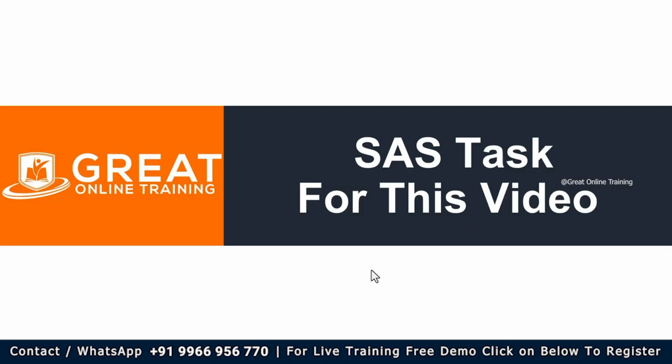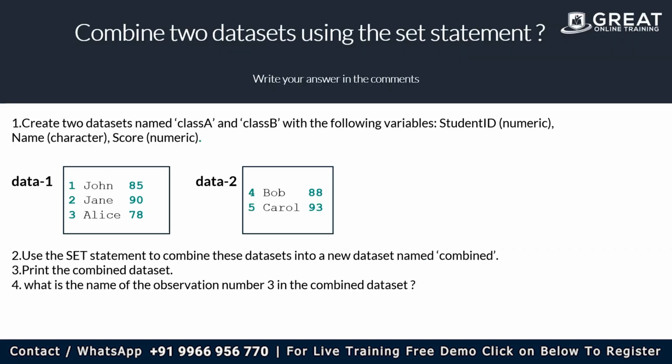Now let me just talk about the task in this video. As we have already learned the concept of set, now how can we apply that knowledge to this particular task? The task is combining 2 data sets using a set statement. The meaning is combining 2 data sets. Question 1: create a data set named class A, that means this one, and create another data set named class B with the following variables: student ID, name, and score. Student ID should be a number, the name variable a character, and the score variable numeric. So I need you to first create 2 different data sets using the data step, and then use the set concept to combine these 2 data sets together and name that particular data set combined. That's the name you have to give it.